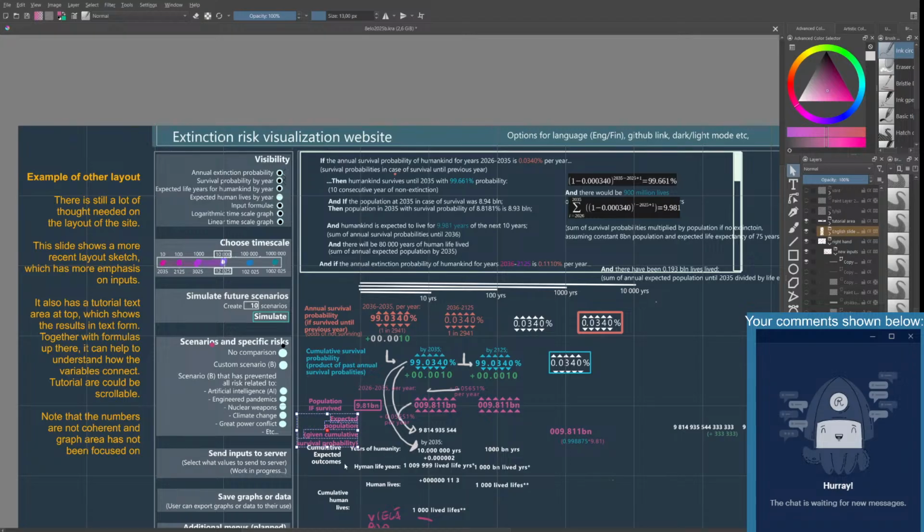And these cumulative expected outcomes, it would make sense to have this. And this years of humanity thing, I wonder if I had it up there, and if I then have the population.